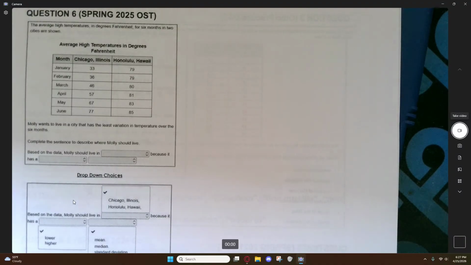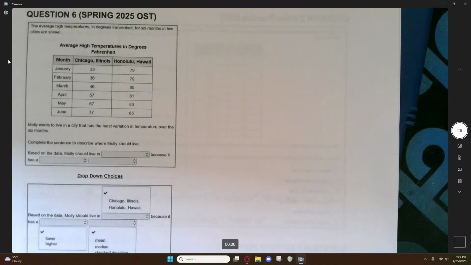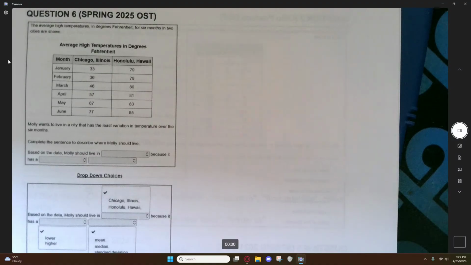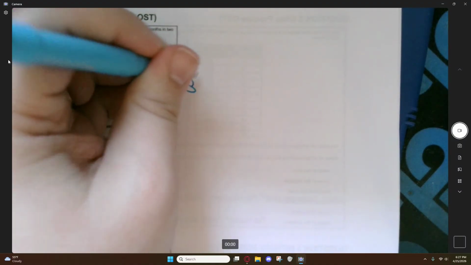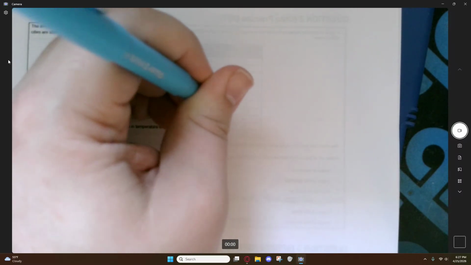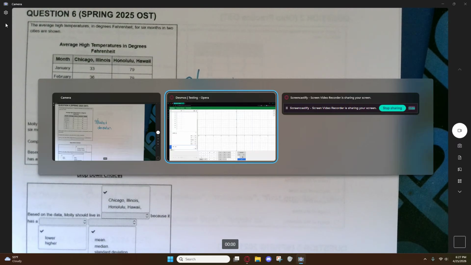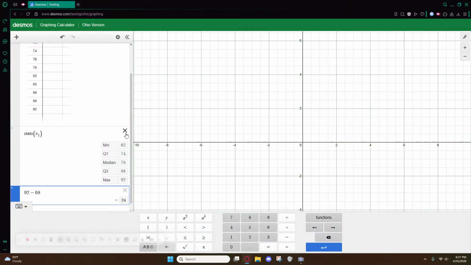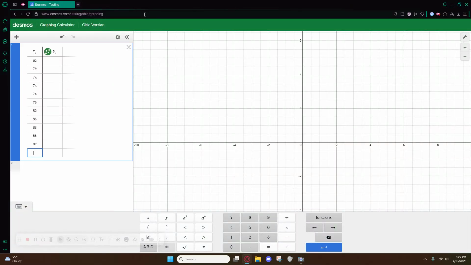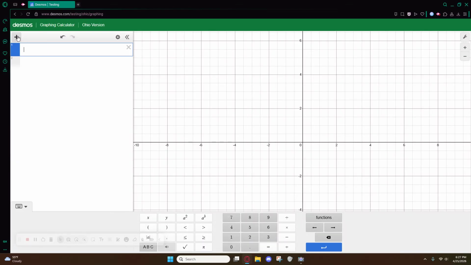Okay, so when you are looking at wanting to have the least variation, what you're going to look for is the standard deviation. This is one way to represent how much variance you have. I believe that Desmos will take care of standard deviation for you if you put in the data.